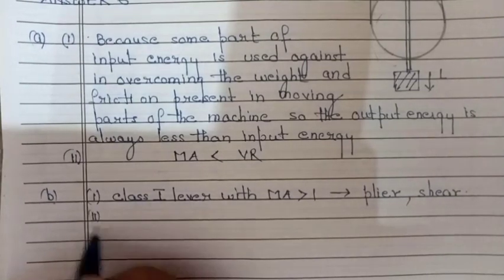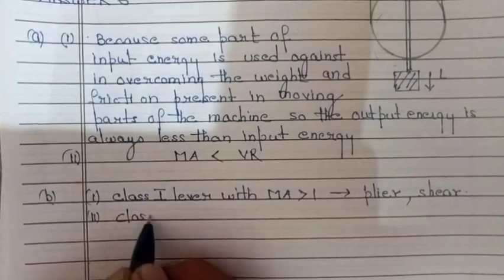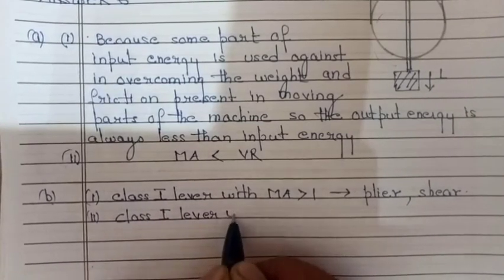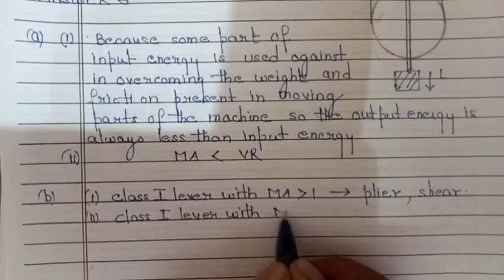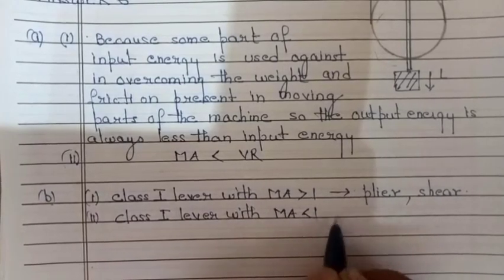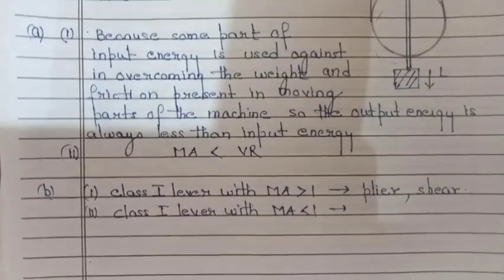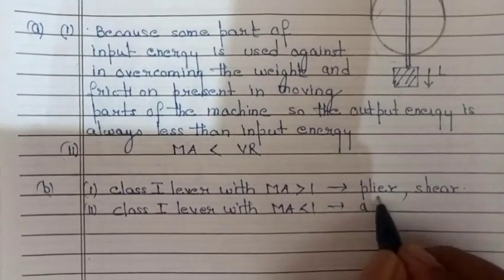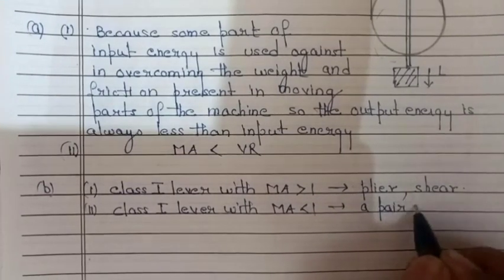In the second part, again it's a class 1 lever, but this time the mechanical advantage should be less than 1. It should be a class 1 lever, but mechanical advantage should be less than 1. So we can give an example, a pair of scissors.